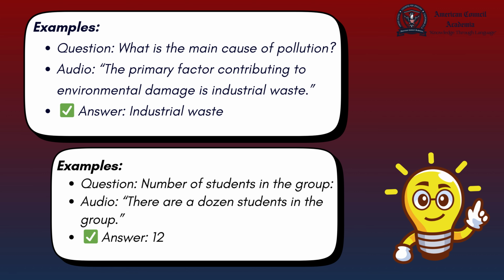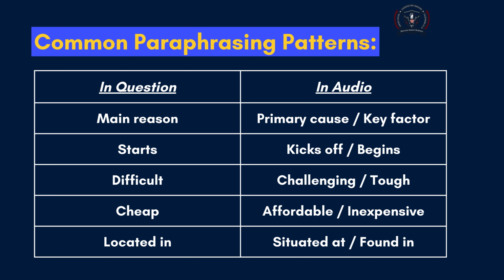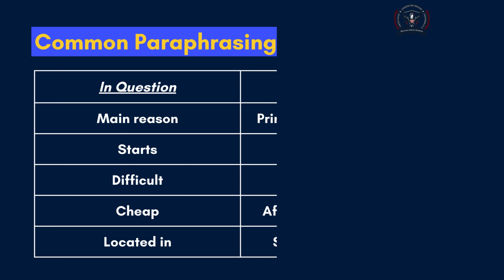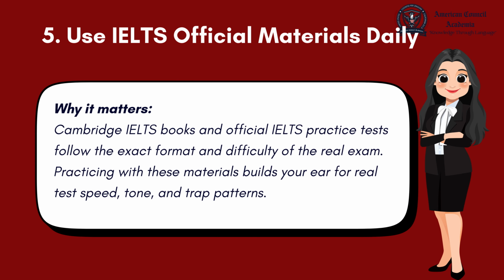Another example, if the question is number of students in the group, and the audio says there are a dozen students, then your answer is 12. Familiarize yourself with paraphrasing patterns. For instance, main reason might appear as primary cause, cheap as affordable, located in as situated at, and starts as kicks off. Always listen with the expectation that wording will be different, and train yourself to recognize these common switches.